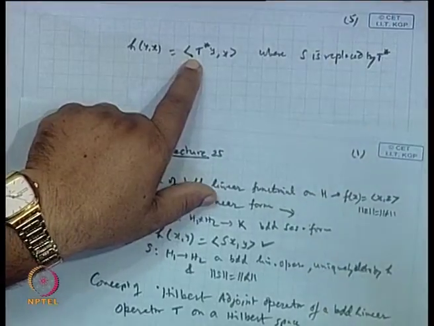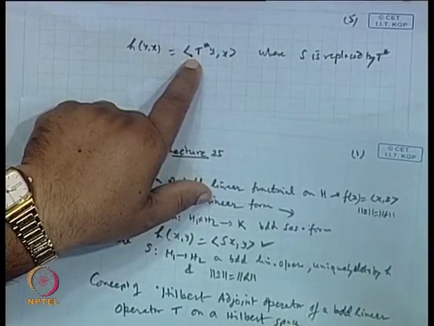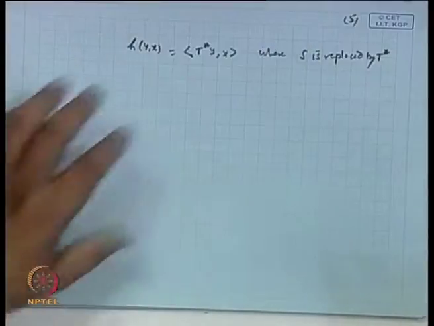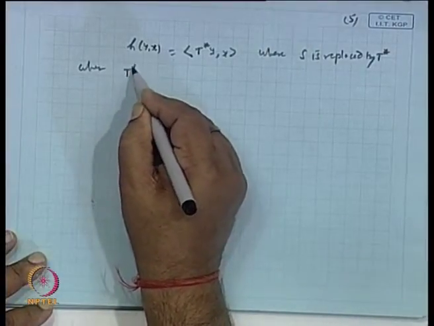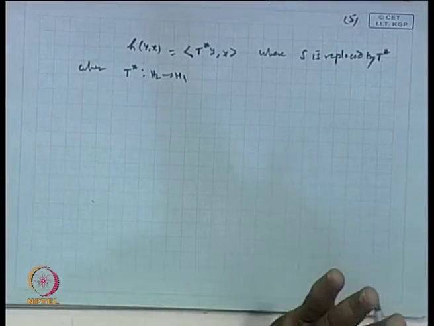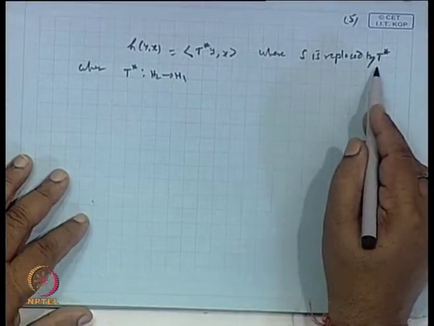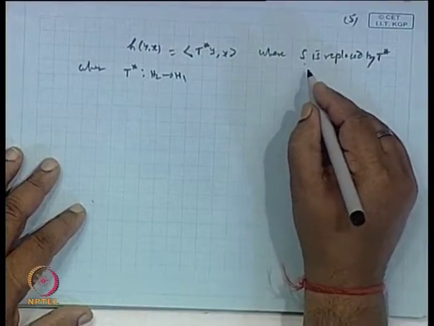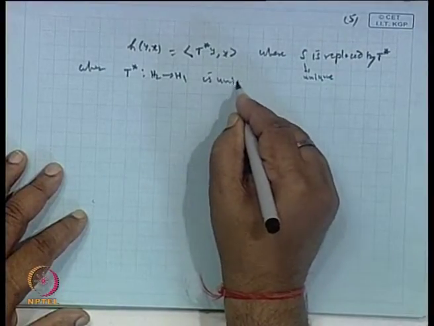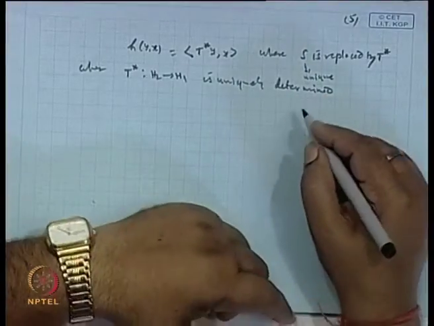But this image, the domain of T star will be what? H2, is it not? And range will be H1. So, you can say that T star is a mapping from H2 to H1. Is it correct? It is unique. Now, just like this, S is replaced by this, S is uniquely determined, this is unique. So, this is also uniquely determined by T, is it not?